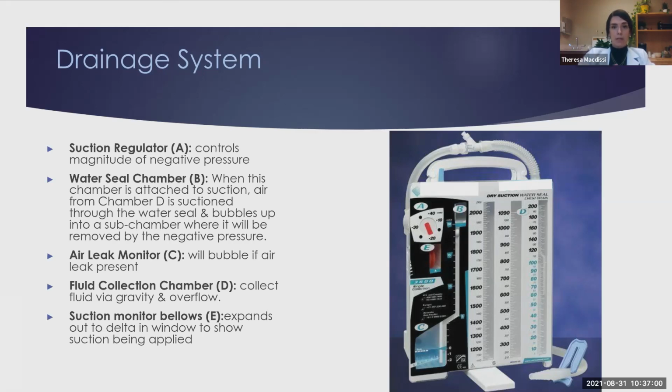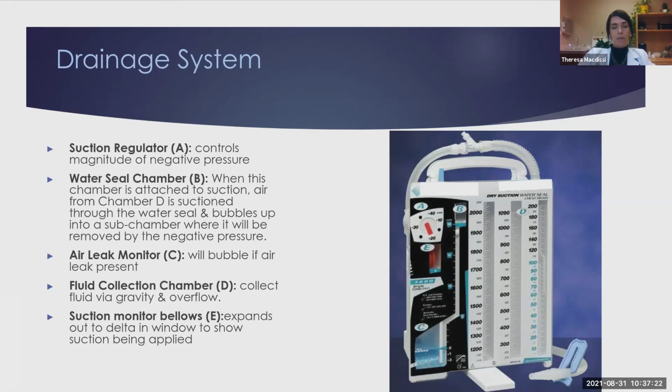The first one here is letter A, and that's the suction regulator. That is where you turn the dial based on whatever the provider has ordered for suction. Typically, the standard is -20. Sometimes providers like a little less, sometimes a little bit more, but that's the dial you turn for when a provider is asking for negative suction to be applied.